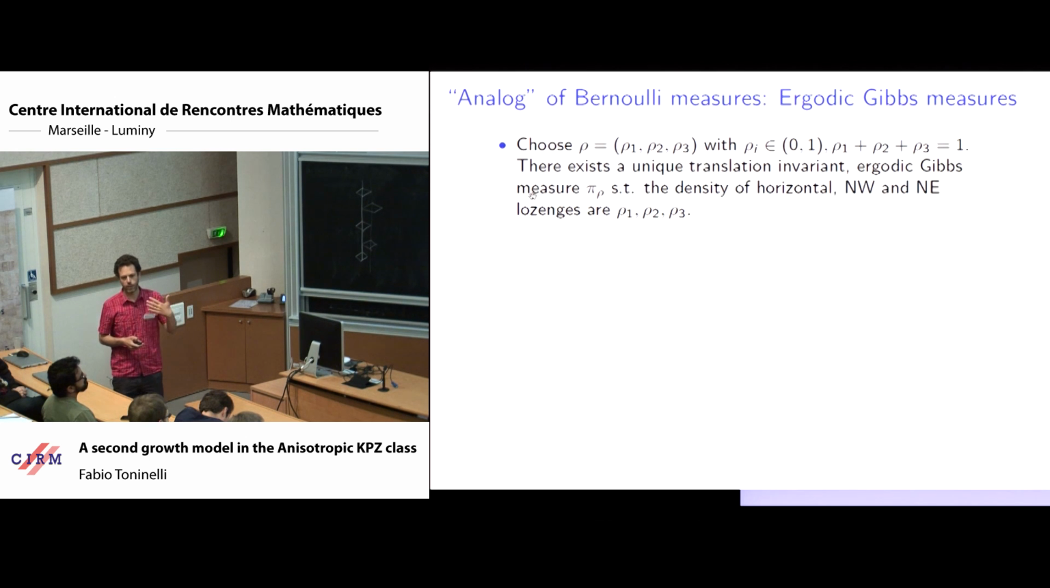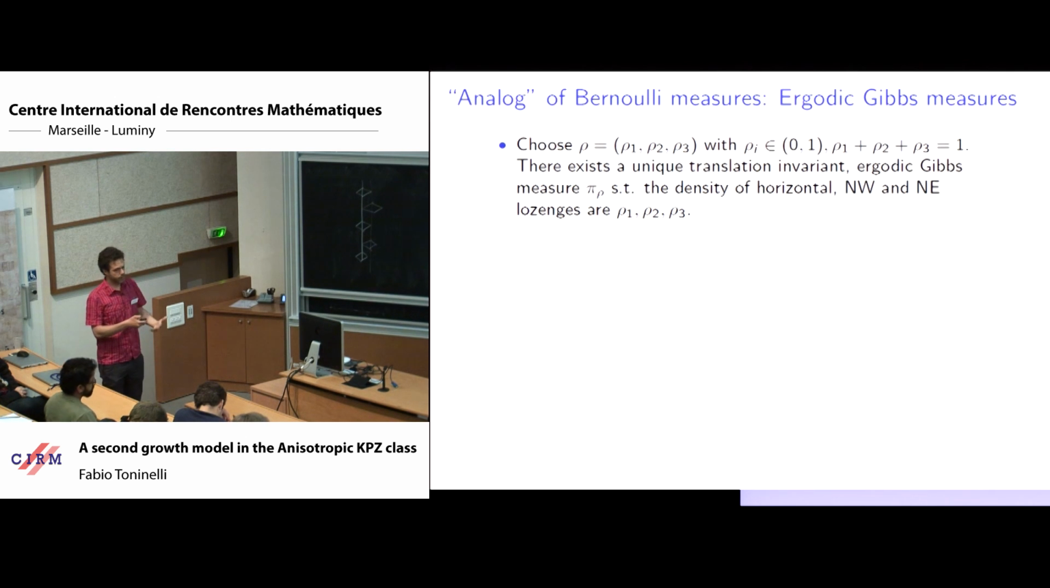Actually, the dynamics I will have results on is not this one. But before I go to the long jump version of the dynamics, let me recall a couple of things, a reminder from the first talk to today. What is the analog of the Bernoulli measures, which were the invariant measures for the simple exclusion? You fix three numbers, rho 1, rho 2, rho 3, which sum to 1, which will be the densities of the three types of lozenges. So you have just two independent numbers.